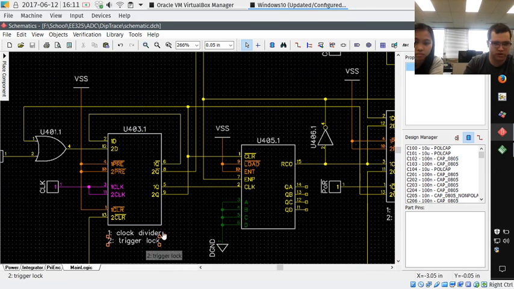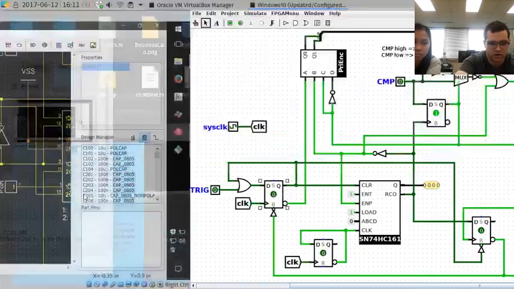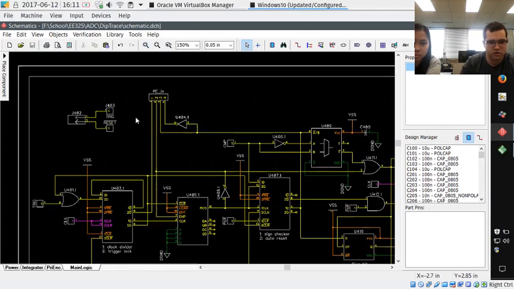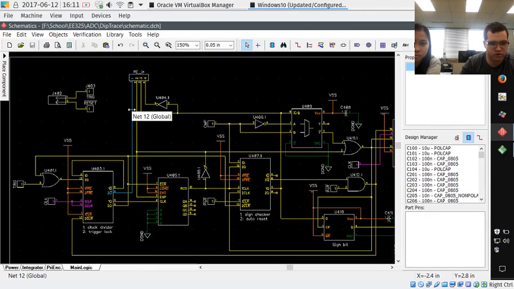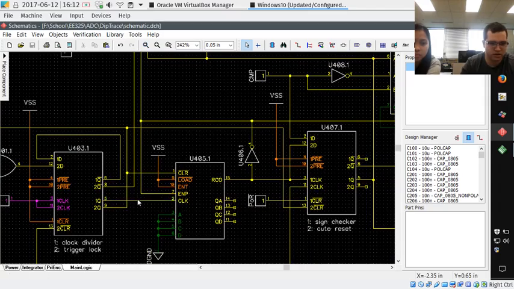So the trigger lock, in this case, is this one here. So it was moved. And so that goes into the priority encoder. When the trigger is locked, this input stays low, which is the one that overrides the others and would make the input grounded.